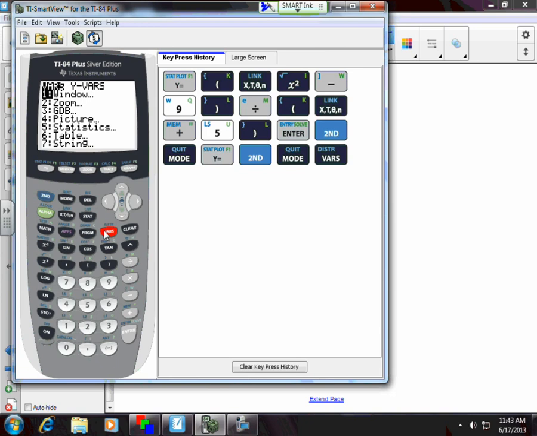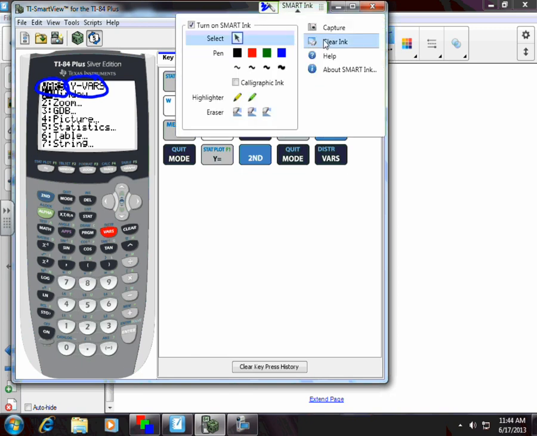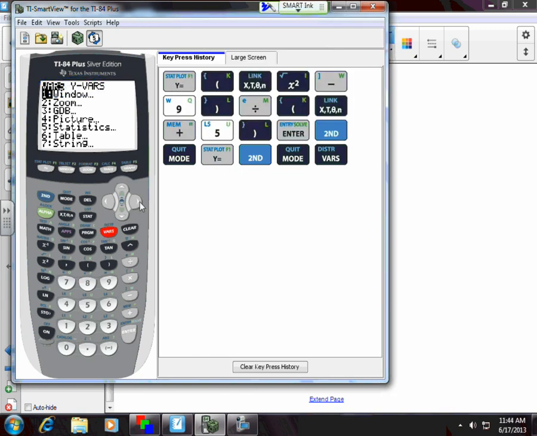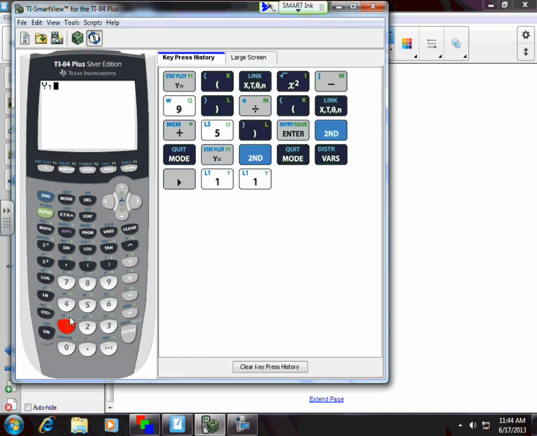Now you'll notice at the top we have vars and yvars. Yvars is what we want because y is where the functions are stored. So we'll use the arrow key to move over to yvars. We want a function, so it's option 1. And the function we're looking for is y1, so we'll choose option 1. So that puts y1 on the screen. And now we'll use our function notation. So parentheses, -5, close the parentheses. So that's just the usual function notation, and press enter.